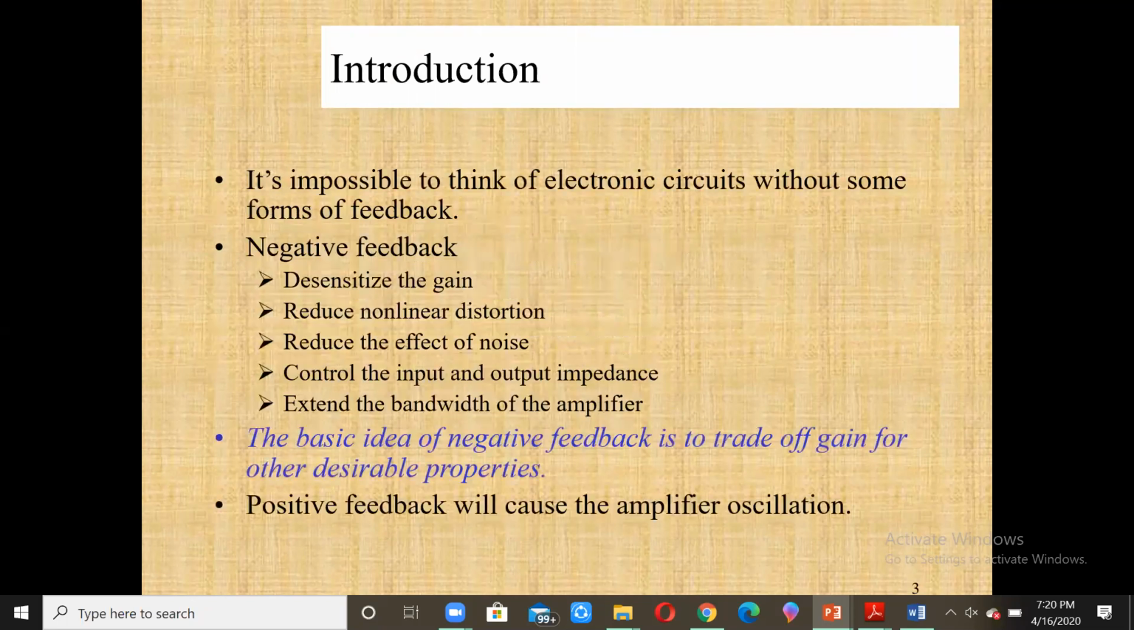Initially what we said was that all electronic circuits have some sort of negative feedback or positive feedback, depending upon whether it's an amplifier or oscillator. Negative feedback has a lot of advantages such as desensitizing the gain, reducing nonlinear distortion, reducing the effect of noise, controlling the input and output impedance, and increasing the bandwidth. All these improvements come at the cost of the gain. So it's a trade-off between gain and the other desirable properties.